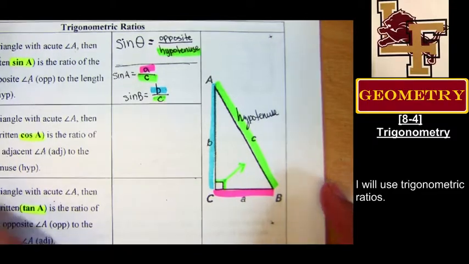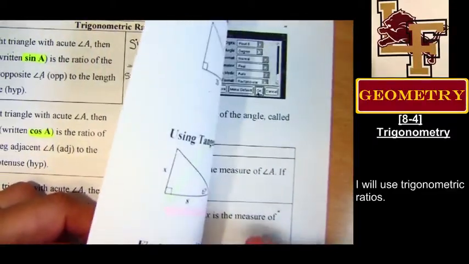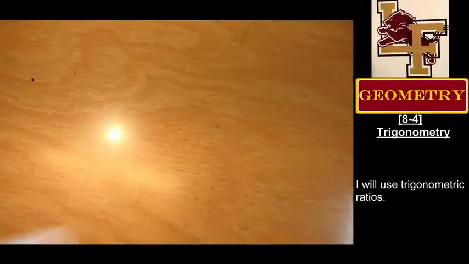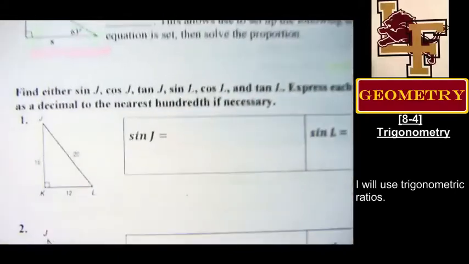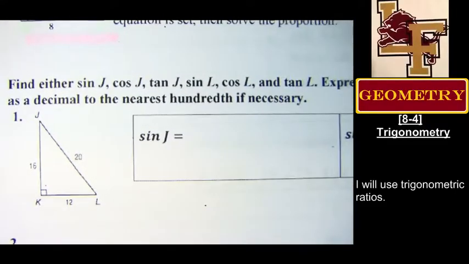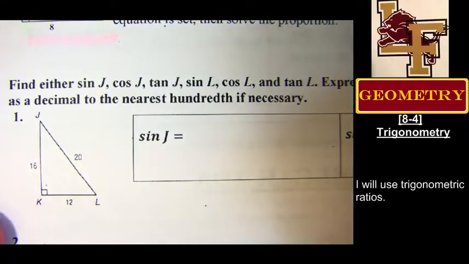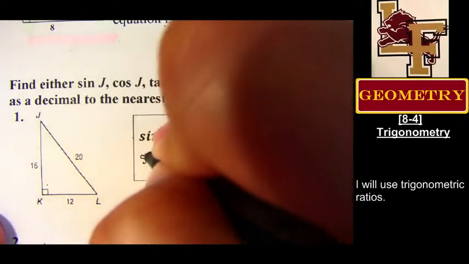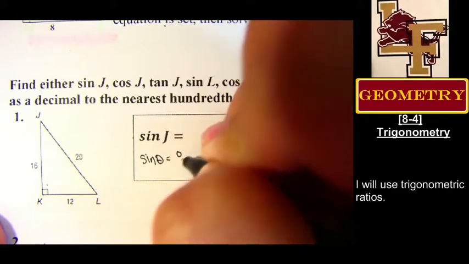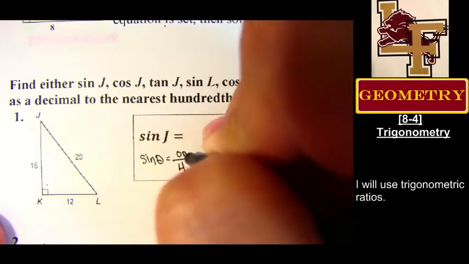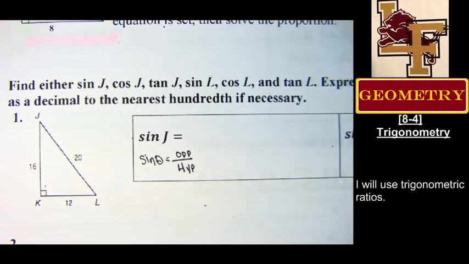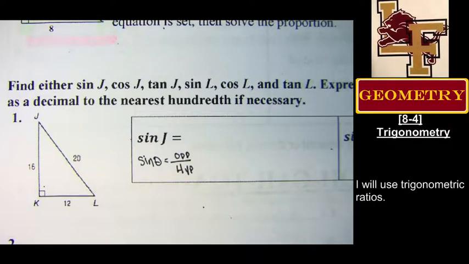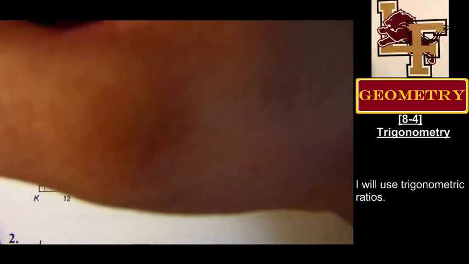If there's no questions, do me a favor and flip to the back, and we're going to look at the example on the bottom. Number 1, we want the sine of J. The sine of any angle is the opposite over the hypotenuse. I'm abbreviating, OPP for opposite, and HYP. All right, here's angle J right here.